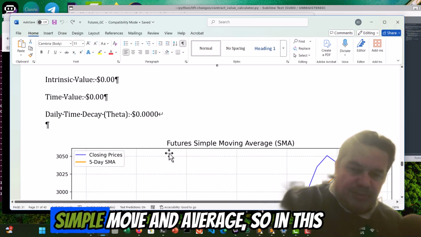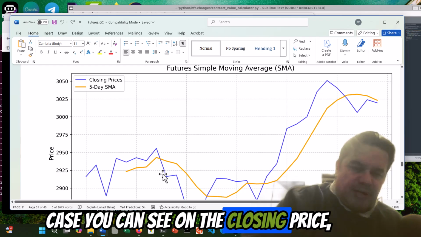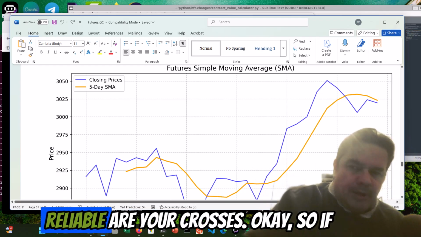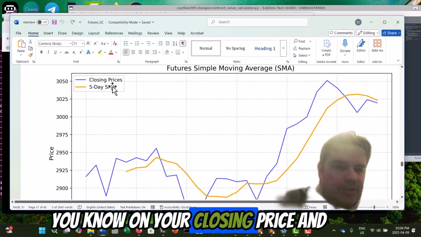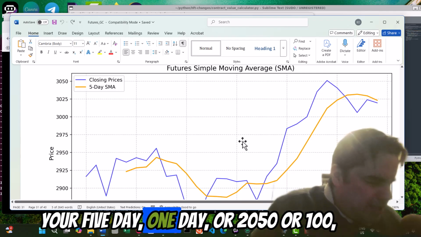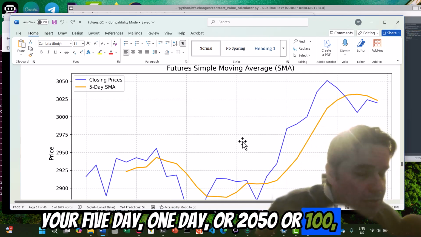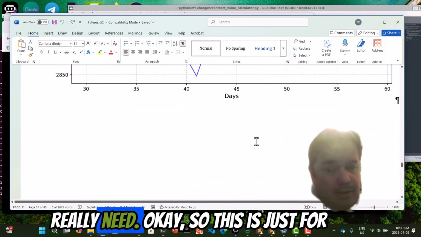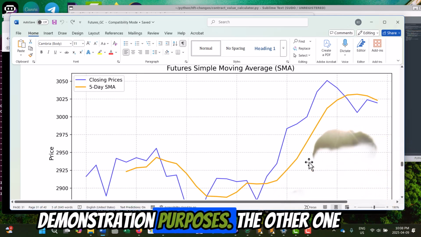First one is the simple moving average. So in this case, you can see on the closing price, what pretty well works and is most reliable are your crosses. Okay. So if you know on your closing price your 5 day, 20 day, or 20, 50, or 100, those are very reliable. That's all you really need. Okay. So this is just for demonstration purposes.